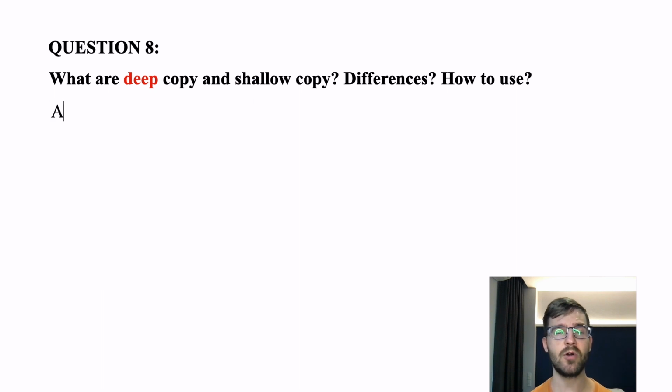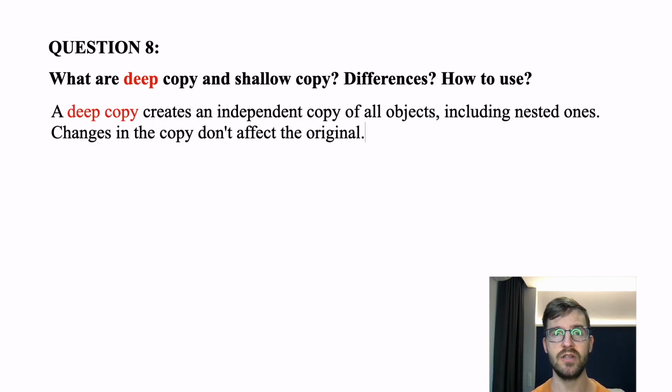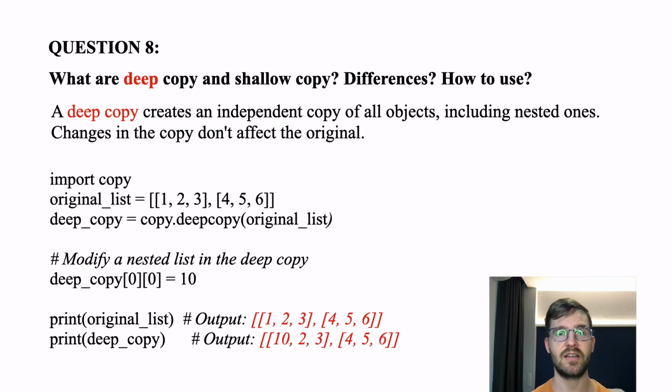Deep copy. A deep copy creates an independent copy of all objects, including nested ones. Changes to the copy don't affect the original. Let's check an example. So firstly, import the module copy. We have the same original list, which includes 2 nested lists, and then we create a deep copy using the module copy. Then we modify a nested list in the deep copy, and on the output of the print function, you see that the original list was not changed.